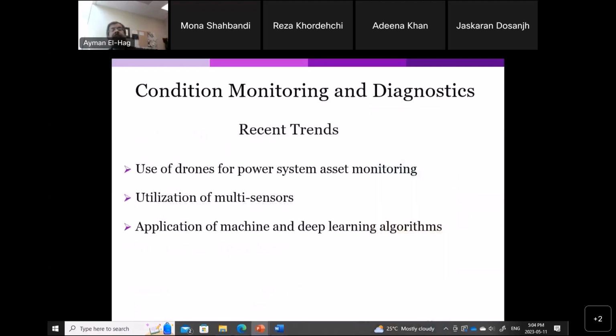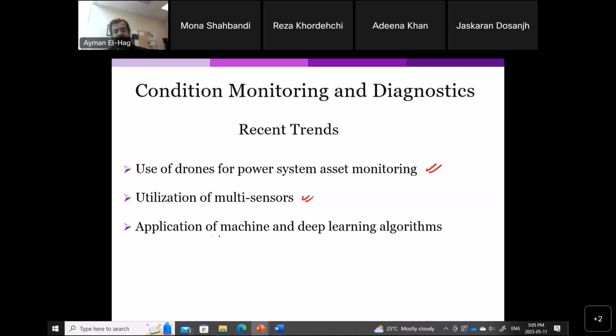What are the new trends in condition monitoring and diagnostics? And these are some ideas for a term paper as well. Use of drones. Drones have become very popular, and there are many applications for them, one of which is to monitor the health conditions of your power system assets. Utilization of multi-sensors. Every sensor we use has certain limitations, certain pros and cons. Now we are trying to combine multiple sensors and integrate them in such a way that you have exposure to all different types of defects. So how can I minimize the number of sensors and at the same time get exposure to all different types of defects? That is also a new area.